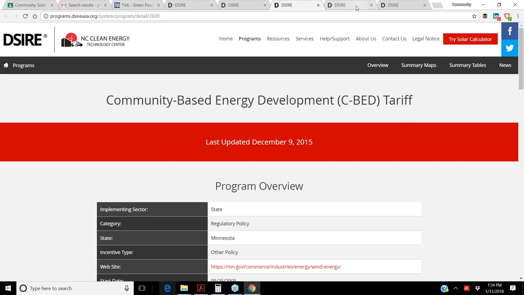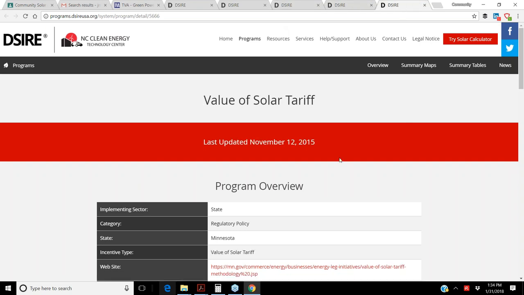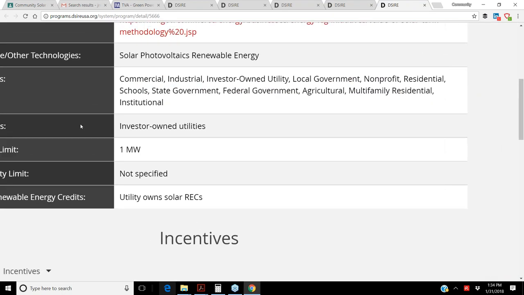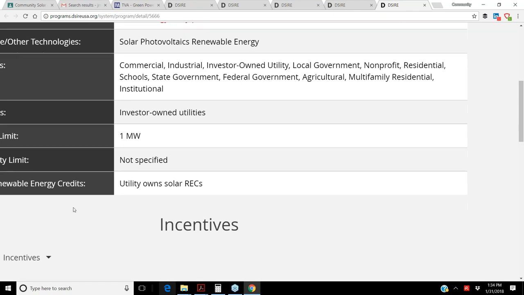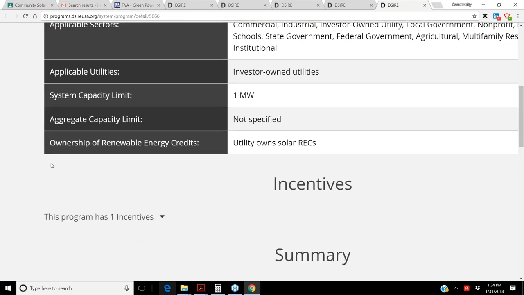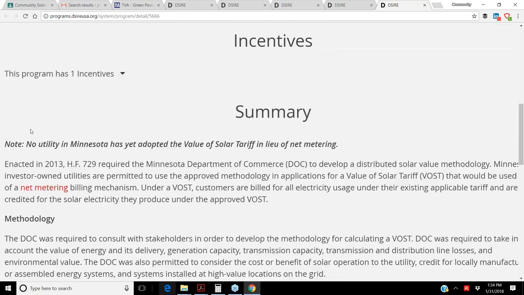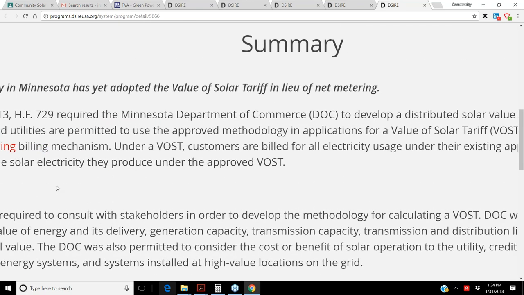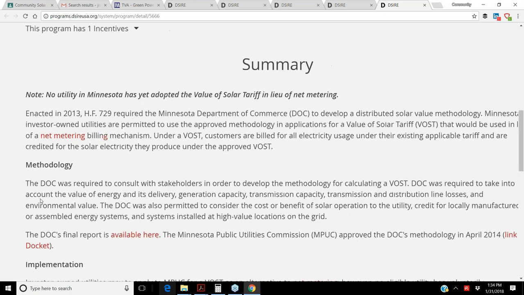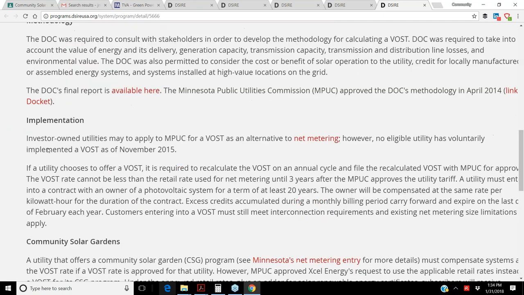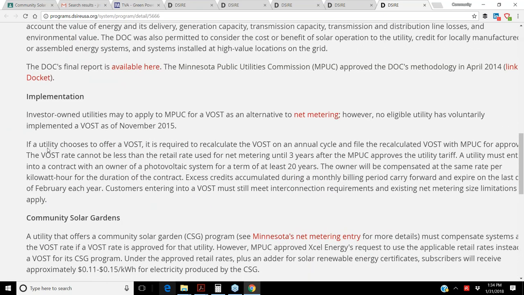So then let's go ahead and look at their value of solar tariff. This is what governs the buyback rate of solar. And so it says for commercial, industrial, residential systems up to 1 megawatt, there's a value of solar tariff. It says no utility in Minnesota has adopted value of solar in lieu of net metering. Because remember what we saw in the value of solar tariff is that if they opt into a value of solar tariff for the time being, it has to be retail plus additional value for the renewable energy credits.